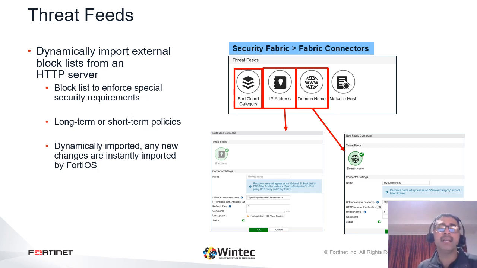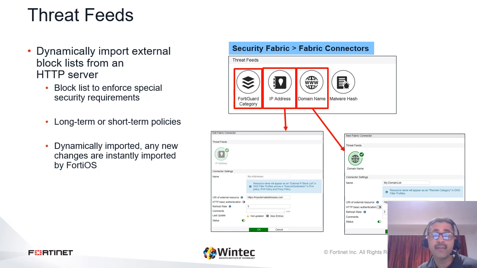They can be dynamically imported, and any new changes are instantly imported by the FortiOS. Because these lists are dynamically imported, any change made to the list is instantly imported by the FortiOS using this security fabric feature. Remember, you had done the threat change there, the threat number change. It's something very related to that. Now, the FortiGuard category, this resource name will appear as a remote category in web filter.